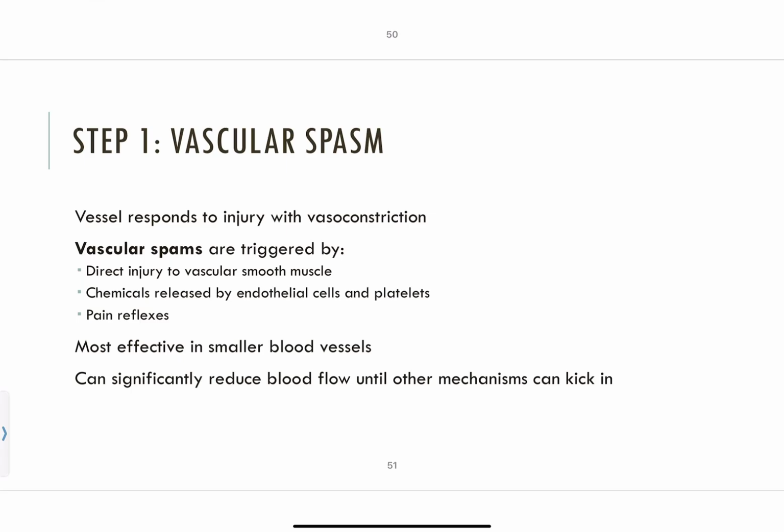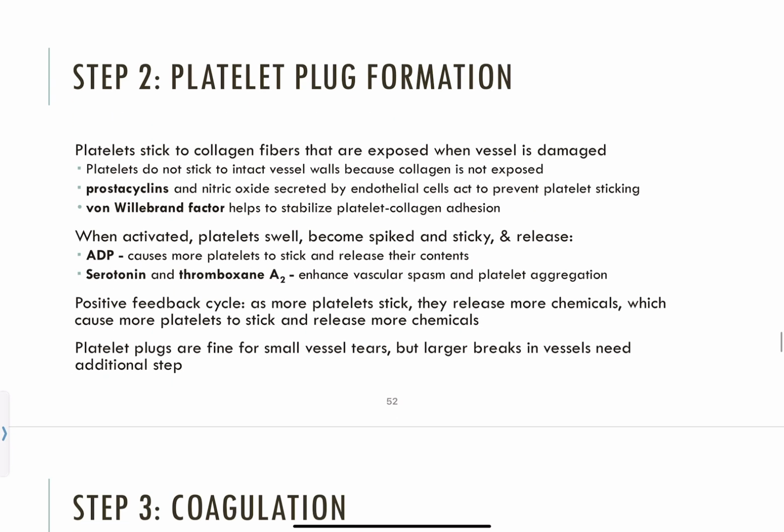So again, direct injury can stimulate the vasoconstriction. Also, chemicals that are being released by the damaged endothelial cells and platelets that are now adhering in that localized area, and even our pain reflexes, can cause vasoconstriction. It's really important that we have this vascular spasm step, even though it may not seem that important, because like I mentioned, it can significantly reduce blood flow until we have step 2 or another mechanism kick in. It can reduce blood loss for up to 20 to 30 minutes in order for us to move on to the next step, which is platelet plug formation.